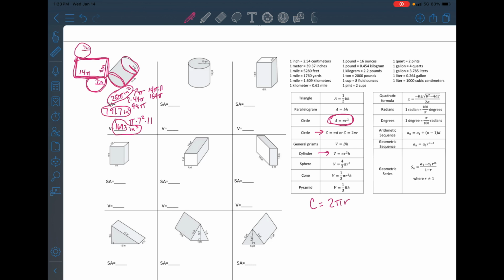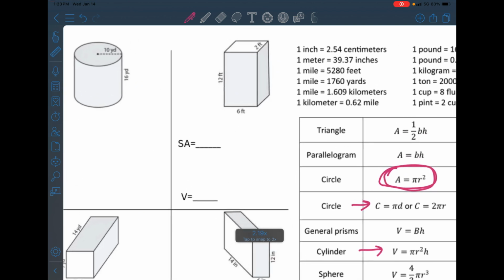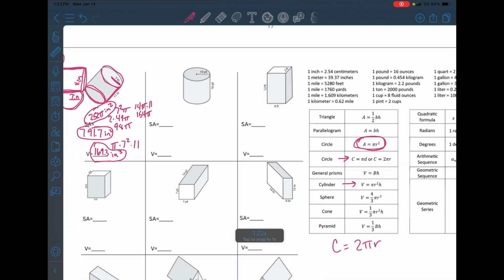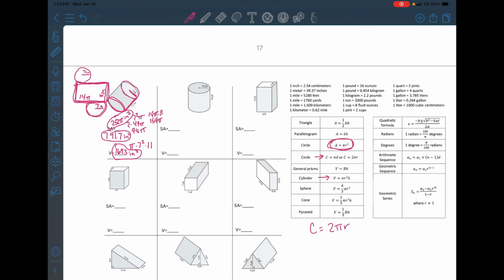So I want you to take what we did on this one and put it on the next cylinder and do that. Now we're going to go to the prism. There are 4 prisms. If you look carefully, you have to have 2 bases that are the same.